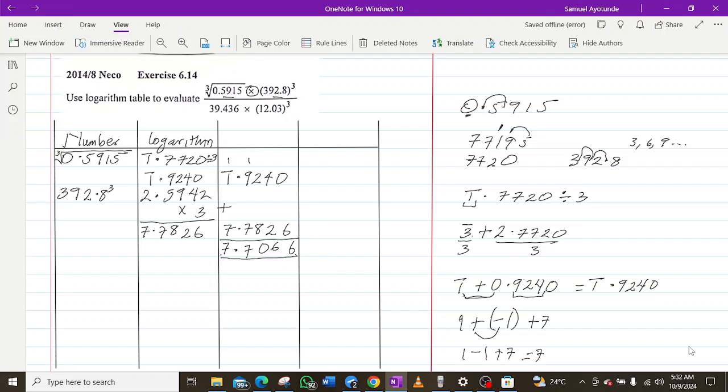So we then go to the denominator. In the denominator, we have 39436.